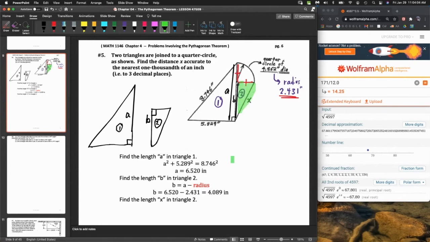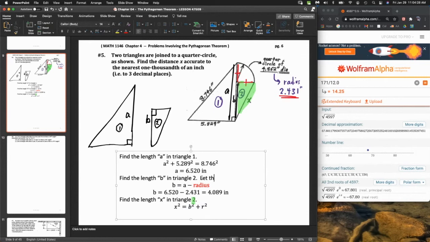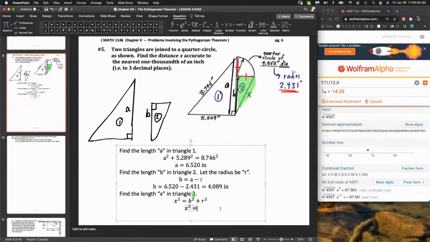Triangle number 2 is a little bit weird, but can you tell me what is the longest side on this triangle? Yeah, it's x, right? So x squared is going to be by itself, and that's going to equal b squared plus r squared. Now, I didn't really call r anything, so I'm just going to say here, let the radius be r. And then I'll replace the radius with r here, so that it's easier to read. From here it's easy stuff, because we know what b is, I can just read.